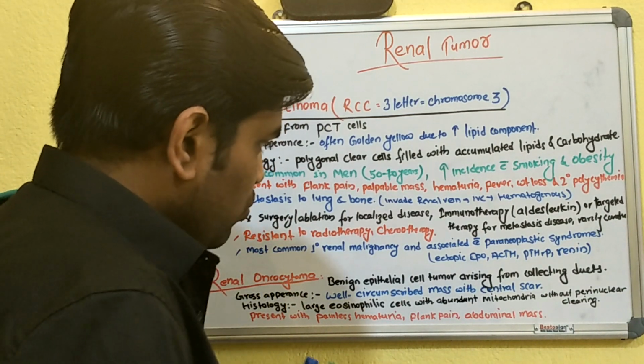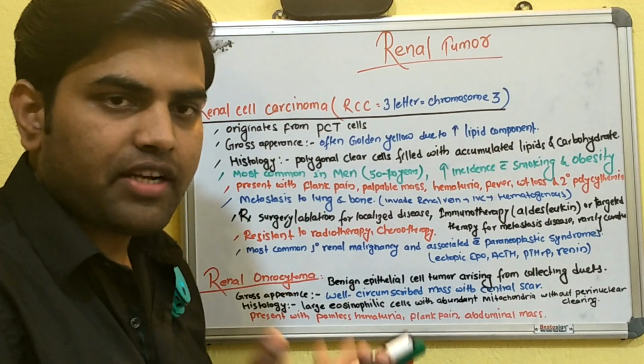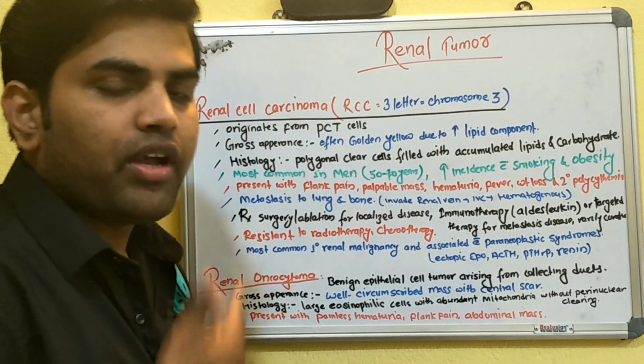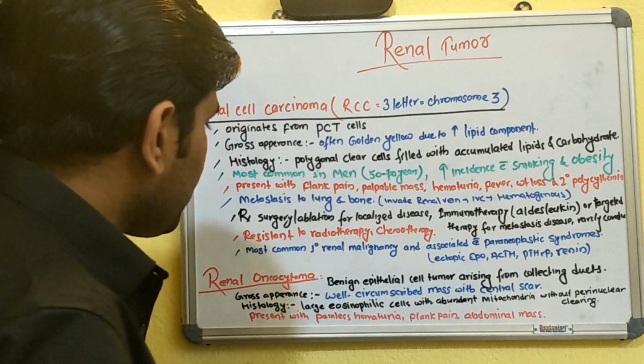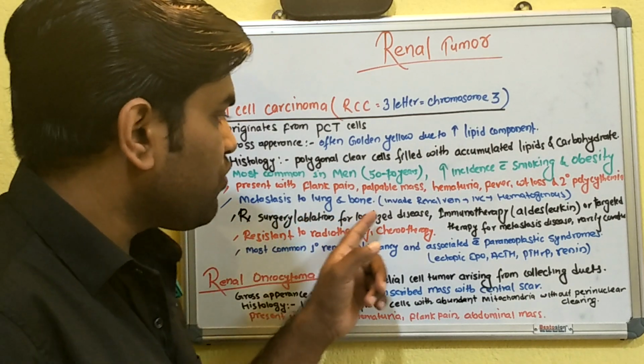Okay. So the tumor then comes to the inferior vena cava, and then hematogenous spread goes to the lung and bone. So this is the way of metastasis. Okay, then what will be the treatment? Our treatment will be surgery and ablation for localized disease.